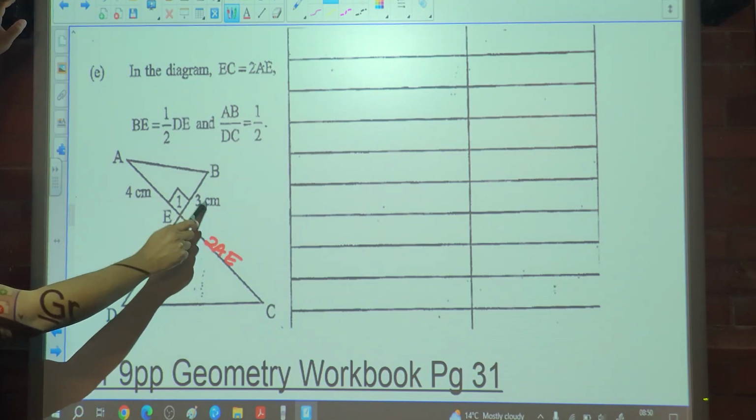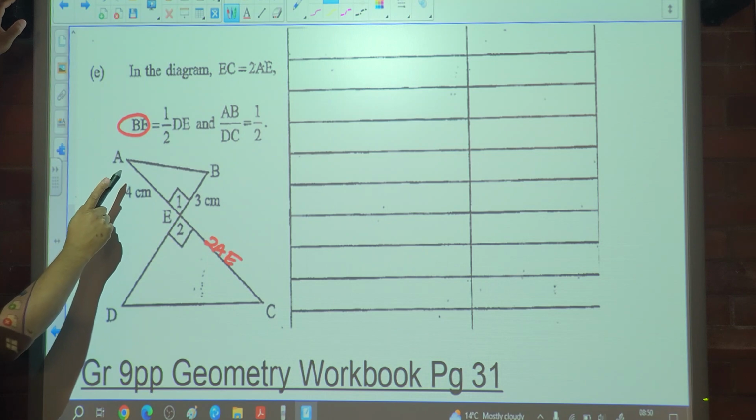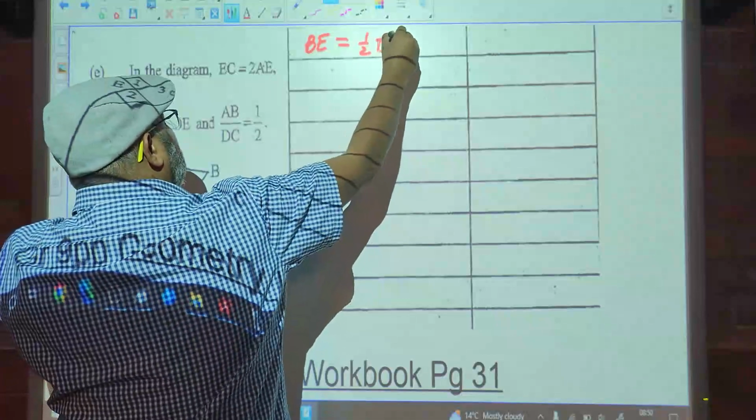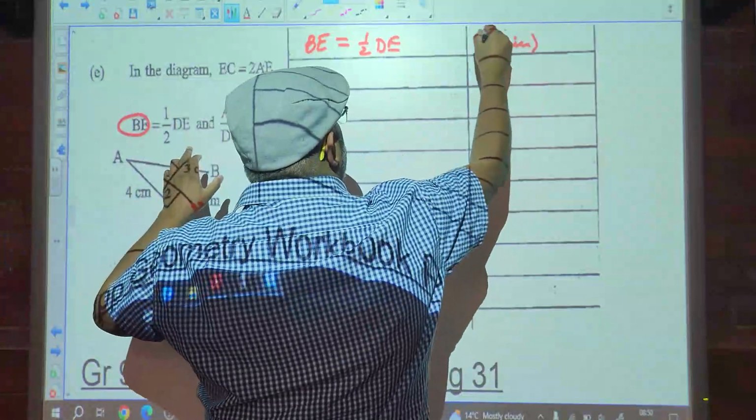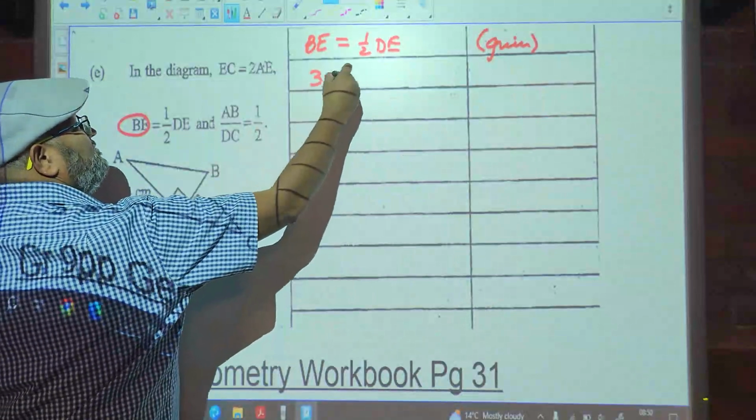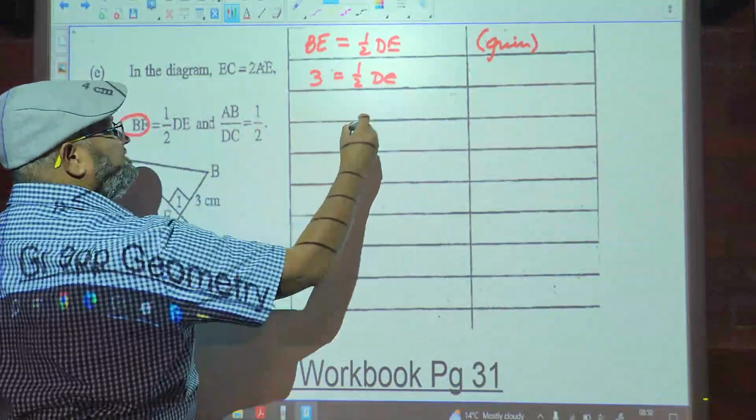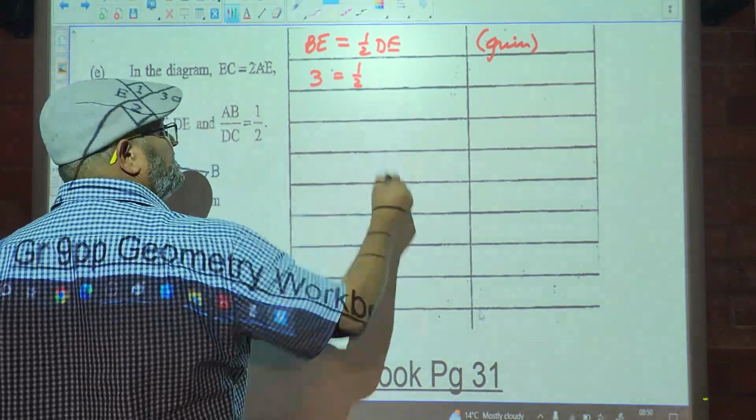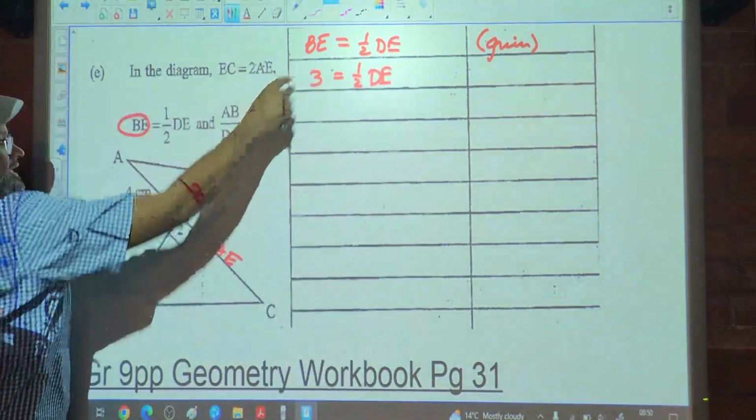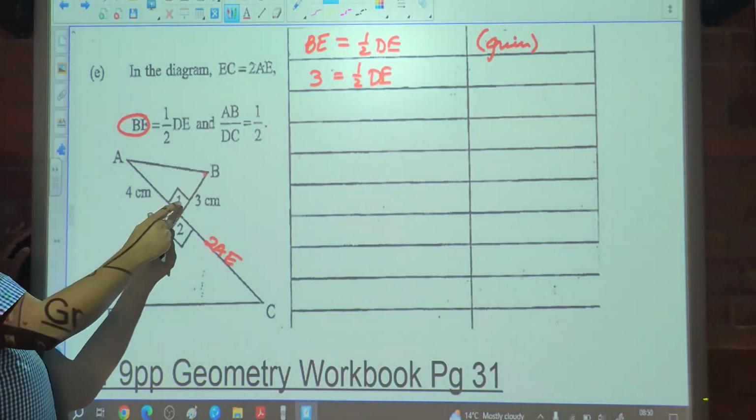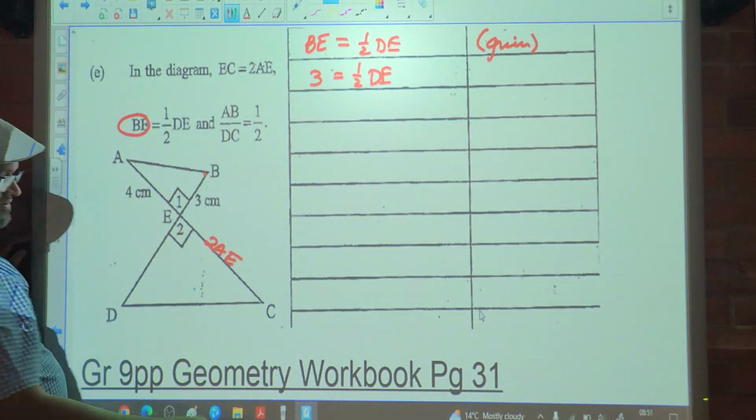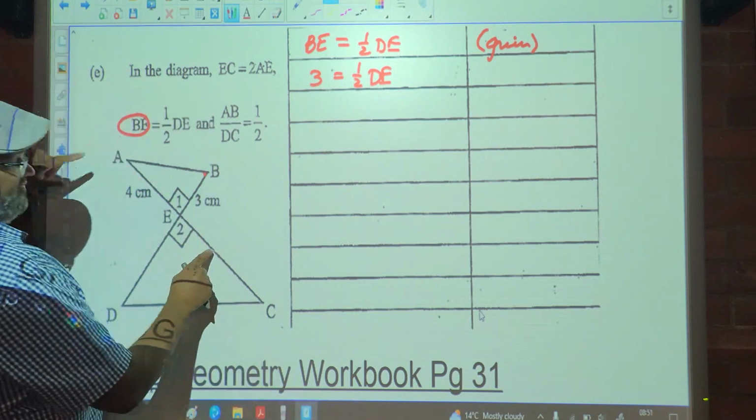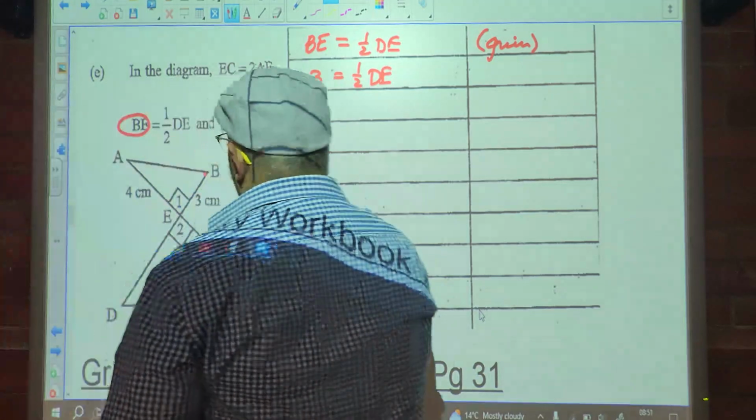But BE is known. BE is 3. So if BE is equal to half DE, that is given, then that means 3 is equal to half DE. Is anybody confused? You see that BE is already marked as 3. Sorry, it was marked. So instead of writing 2 AE, I could have worked out the value there already. I should have, but I didn't see the 4 for some reason.